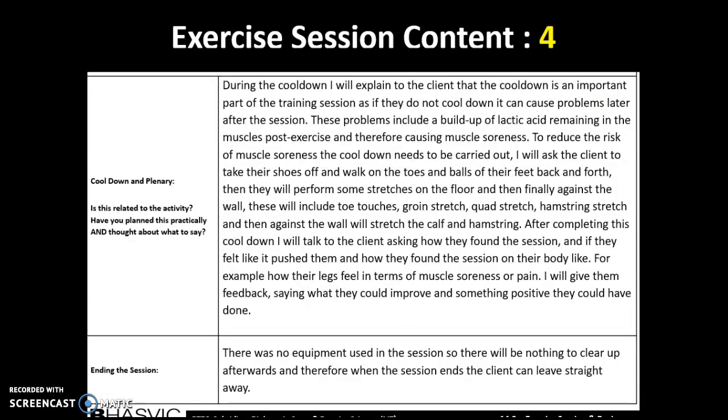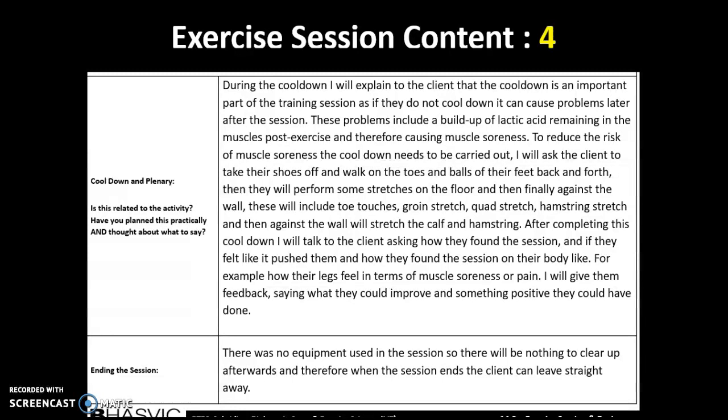Alright, this is the cool down and plenary of my session. So during the cool down, I'll explain to the client that the cool down is an important part of the training session, as if they do not cool down, it can cause problems later after the session. These problems include a build-up of lactic acid remaining in the muscles post-exercise, and therefore causing muscle soreness. To reduce the risk of muscle soreness, the cool down needs to be carried out.